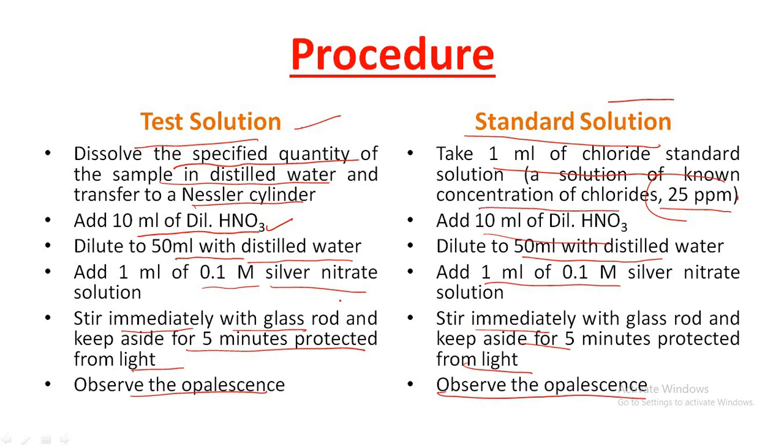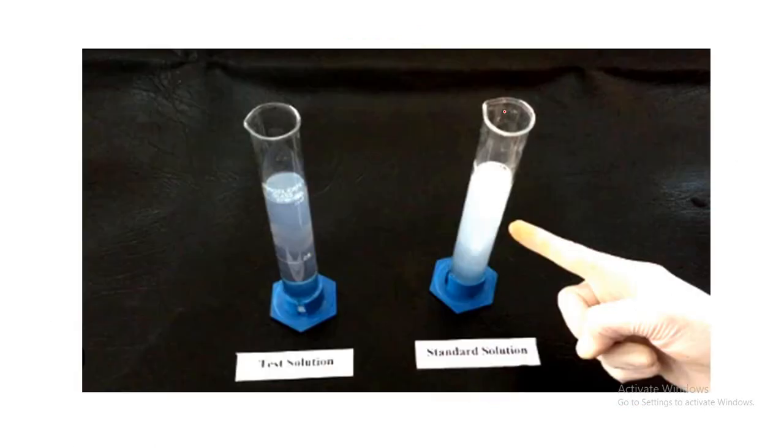But what is the difference between both the opalescences? In the case of the standard solution, the concentration of chloride ions is known, while in the case of the test sample, the concentration of the chloride ion is completely unknown. That is why we are performing the test. And after this procedure, we will compare the opalescence of both the solutions, that is the test solution and the standard solution. Now move to the next slide.